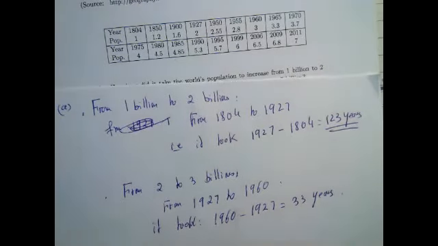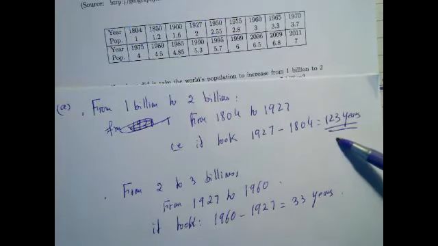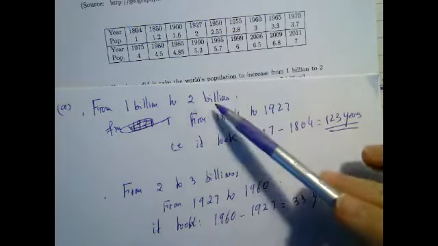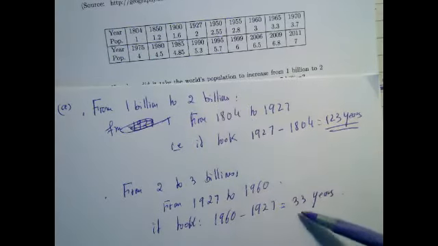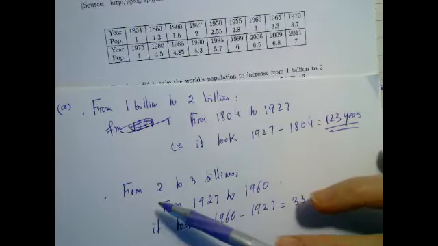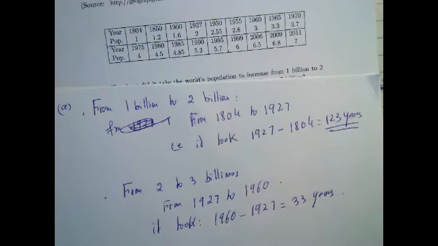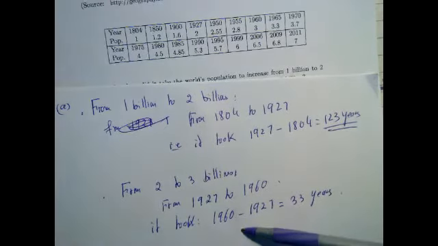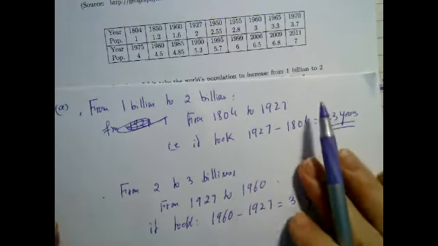Okay, so this definitely shows how population grew. It took 123 years to grow from 1 to 2 at the beginning. But then it took only 33 to grow from 2 to 3. So the population is changing at a very, very different rate. It's changing much faster as we move on, as time goes by.